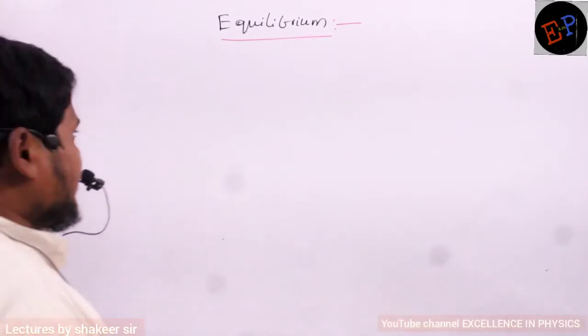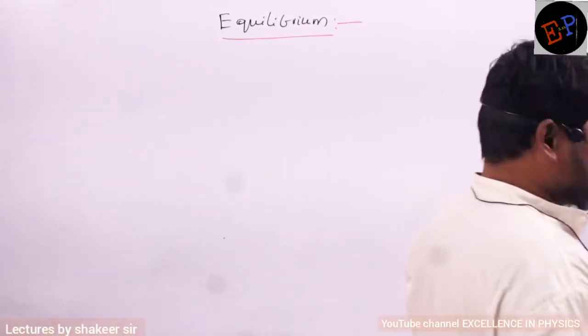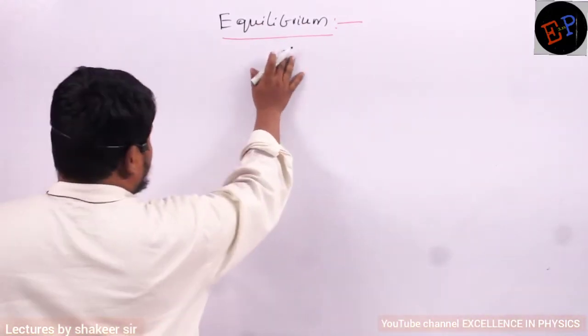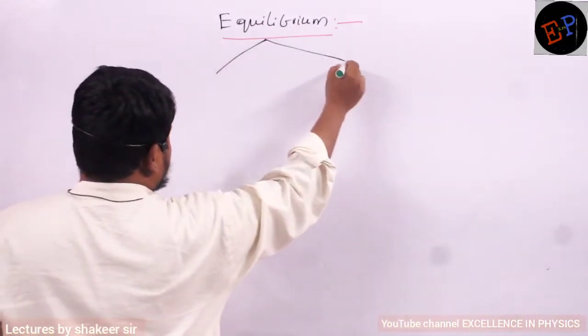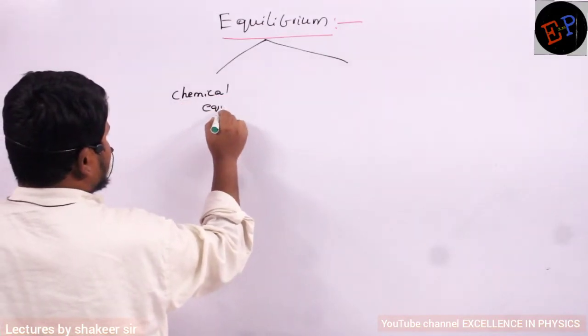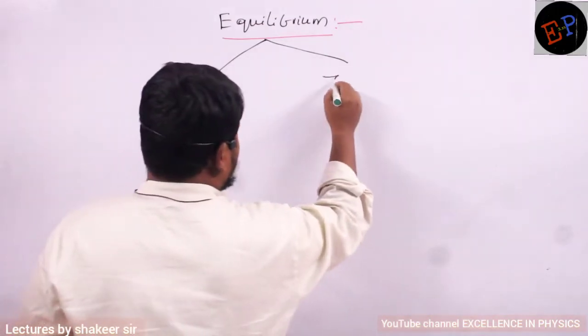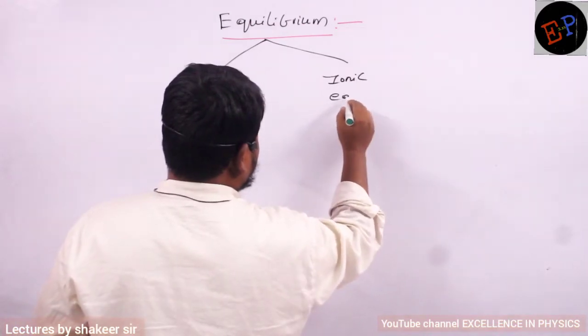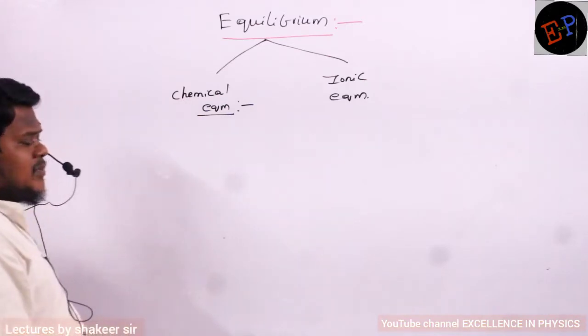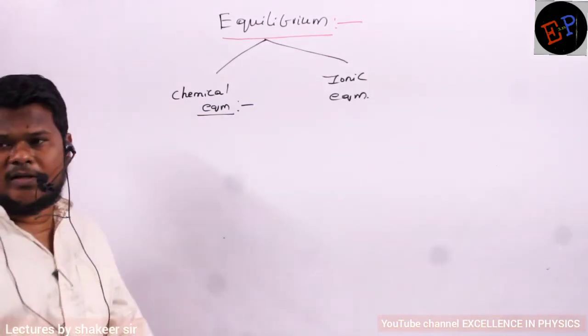So the next topic in class 11 chemistry is equilibrium. Equilibrium we divide into actually two parts. One is chemical equilibrium and the second one is called ionic equilibrium. First of all we will study about chemical equilibrium, then we study about ionic equilibrium.